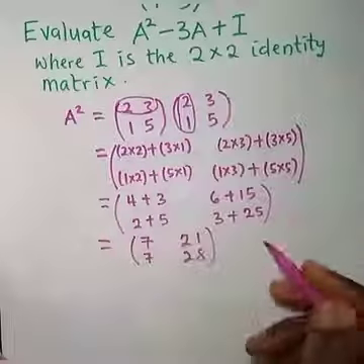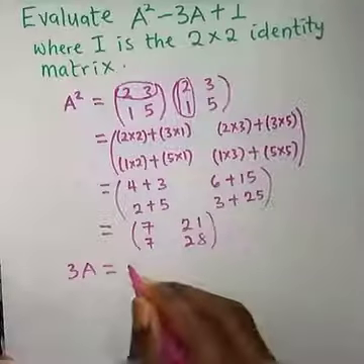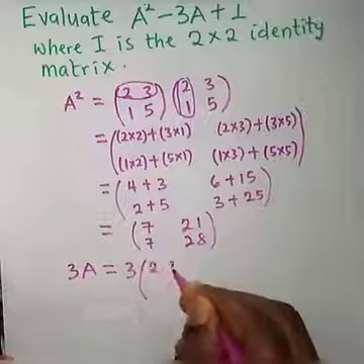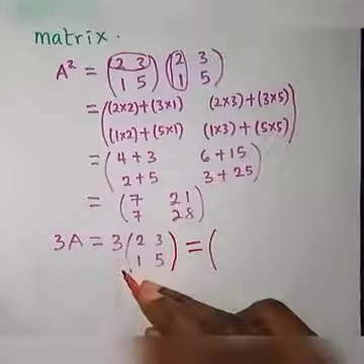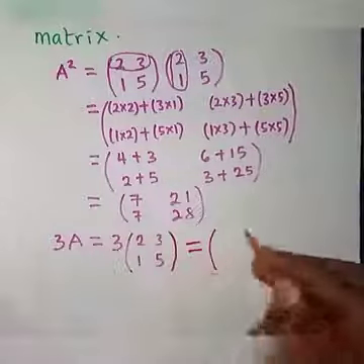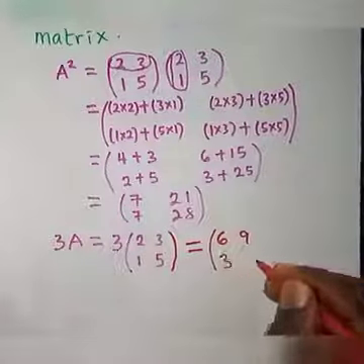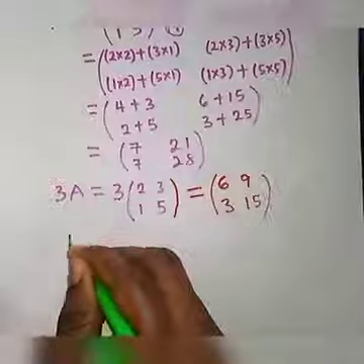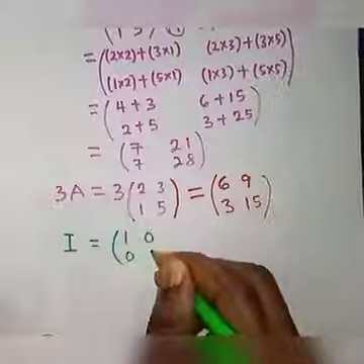Now let's look for 3A. Let's evaluate 3A. So 3A equals 3 times A. A is 2, 3, 1, 5. To carry out this scalar multiplication, we multiply 3 by each element in this matrix. So 3 times 2 gives 6, 3 times 3, 9, 3 times 1, 3, and 3 times 5, 15. Now the 2 by 2 identity matrix I equals 1, 0, 0, 1.